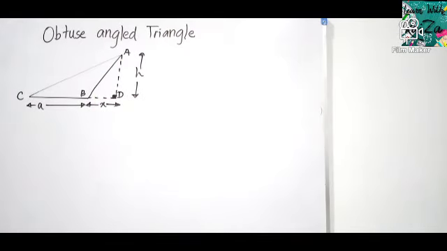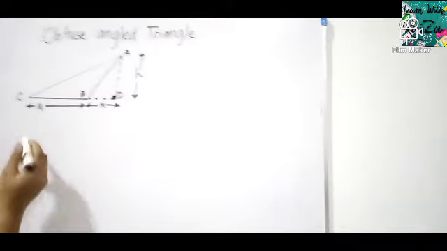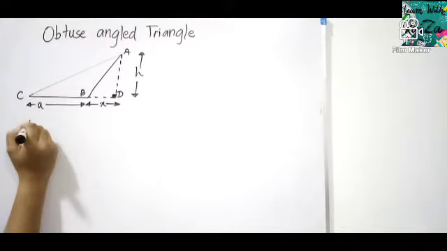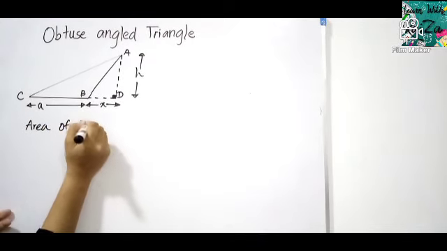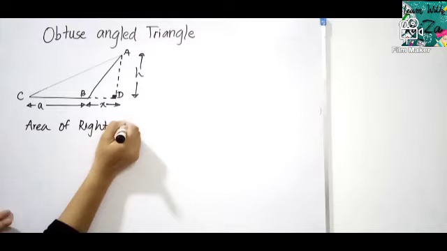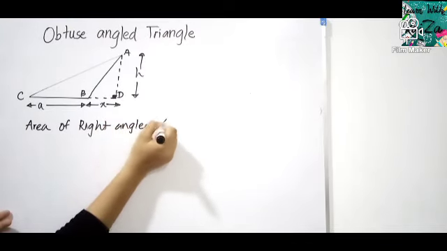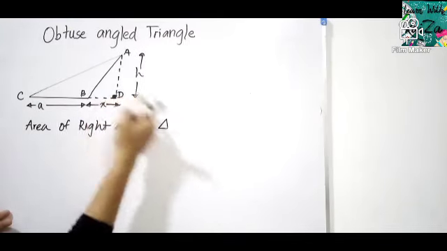So for the triangle ABC, I have attached a right angle triangle ADB. Since we learned first the area of right angle triangles, we'll start from there. The area of the right angled triangle, what? ADB.